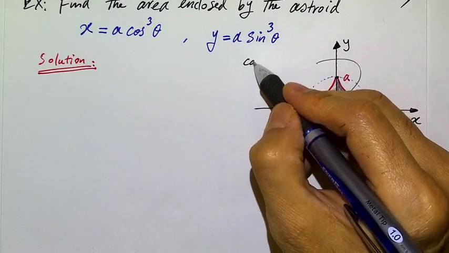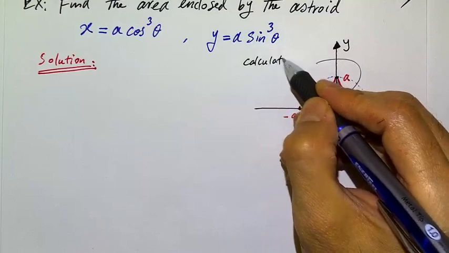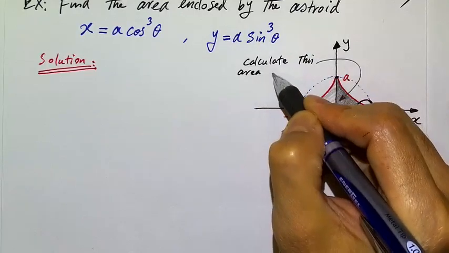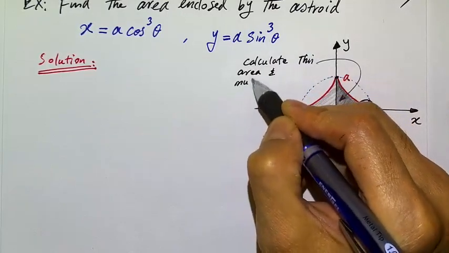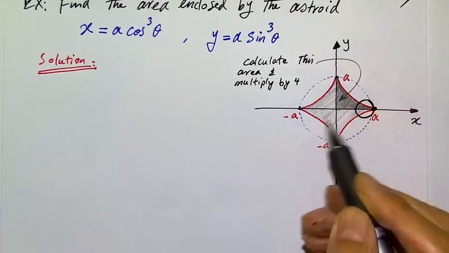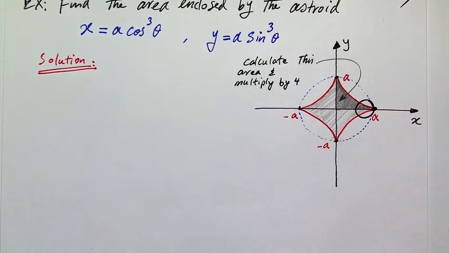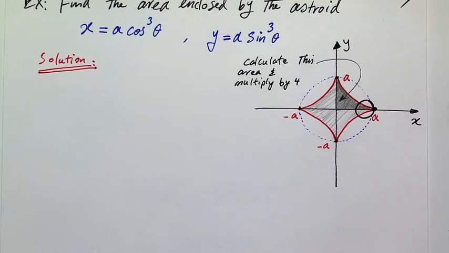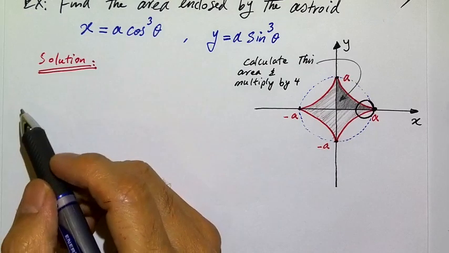So calculate this area and multiply by 4. Because of the symmetric nature of this shape, we can do that. Okay? All right, so let's do that.